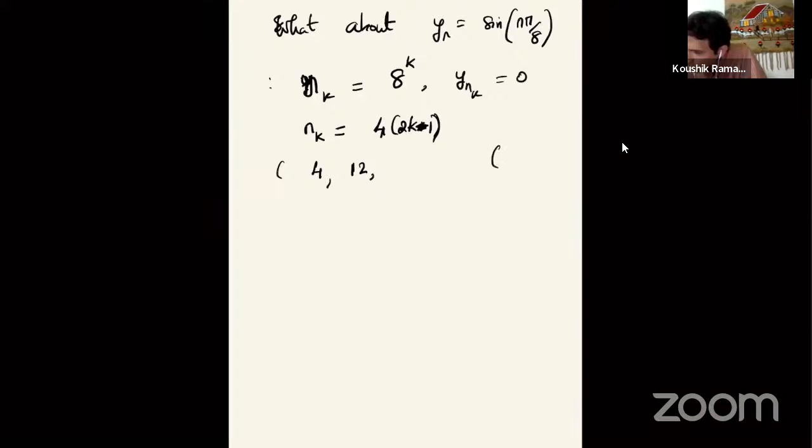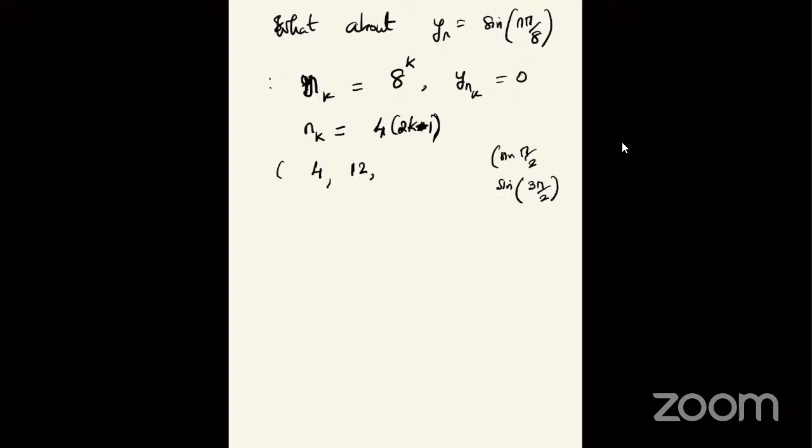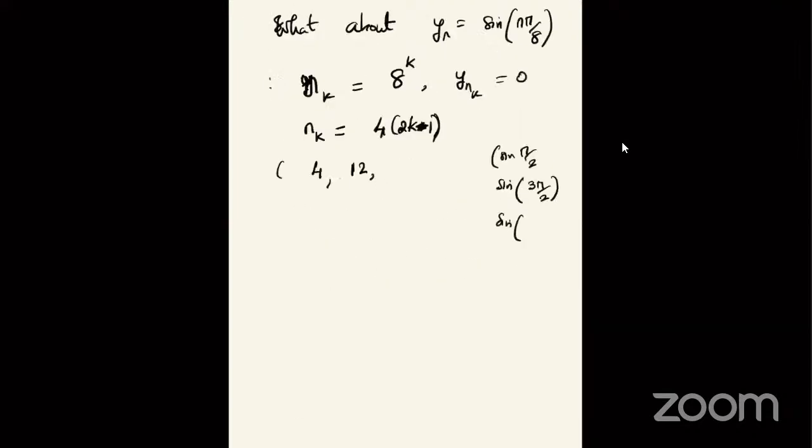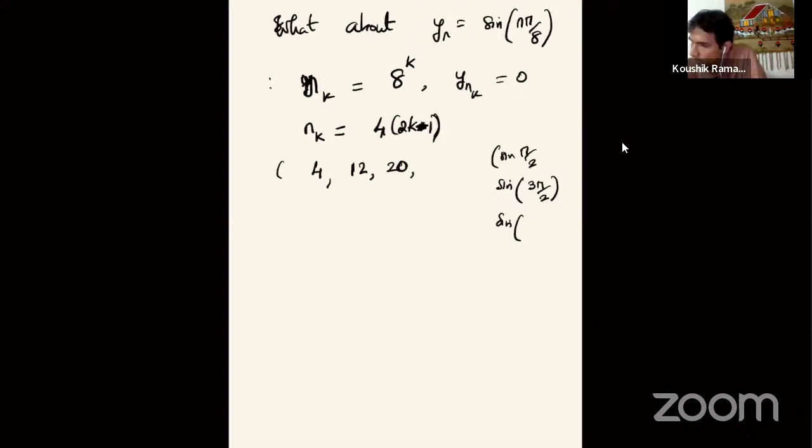For the first one, you will get sine pi by 2 when k is 1, n is 4. So then you get this. Second one, you get sine of 12 pi by 8, so 3 pi by 2, which is minus 1. But okay, so what else do you want? The next one will again be pi by 2. If you take the next one, it's not 16, but 20. So 20 pi by 8 is how much? 5 pi by 2, which is again 1.